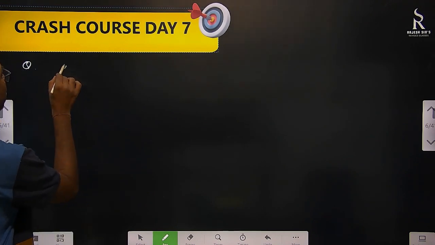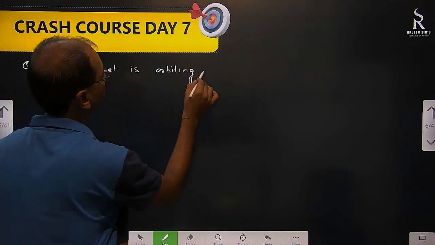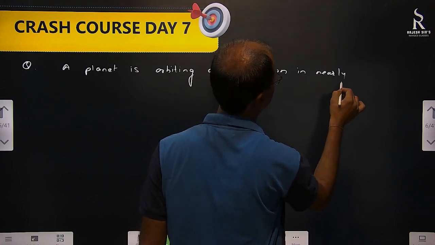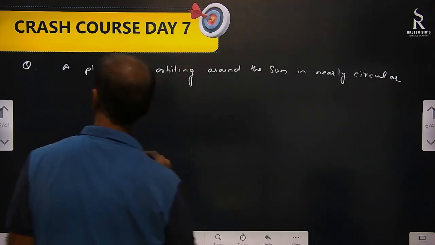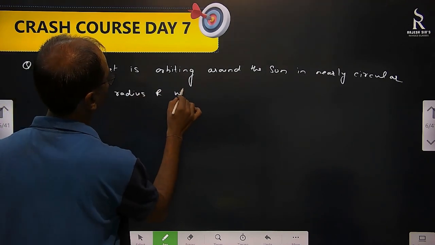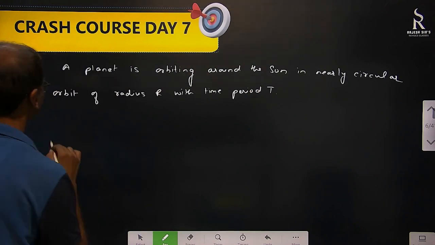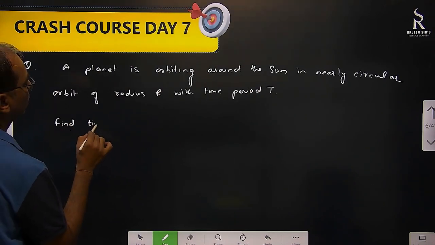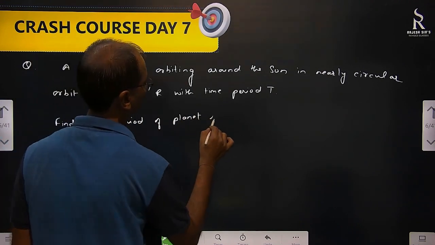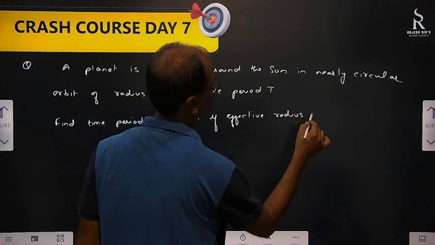A planet is orbiting around the sun in a nearly circular orbit of radius r with time period T. Okay, find the time period of the planet if the effective radius is 2r.